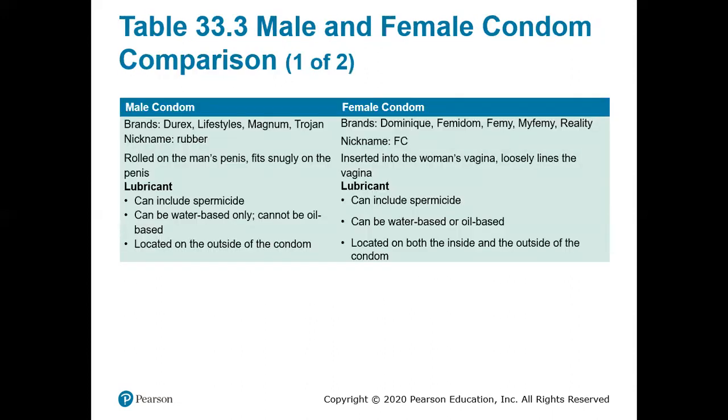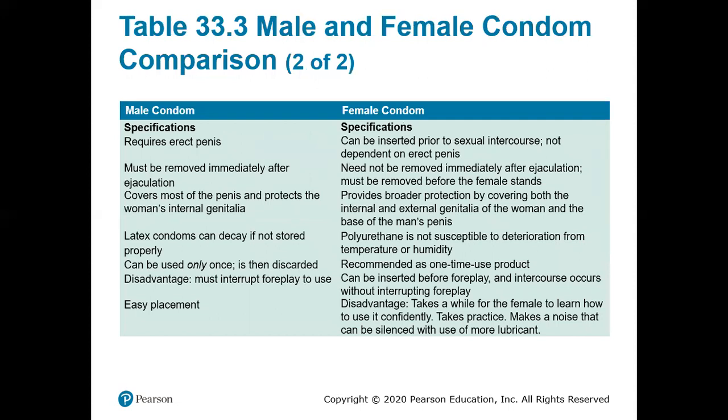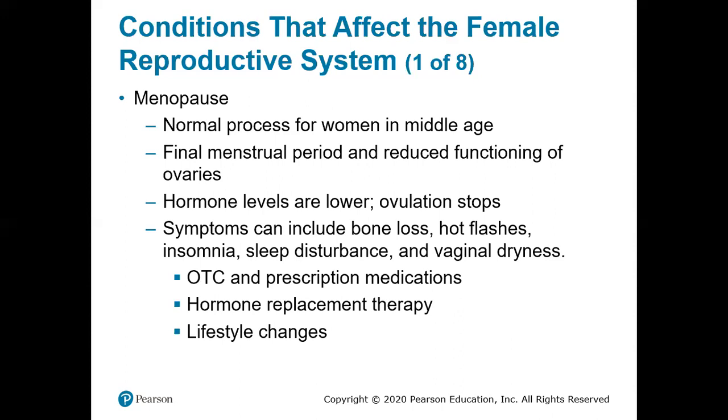So table 33.3 compares the male and female condom. This is found on page 566. You can see it lists out the brand names, details how they are to be used, also gives suggestions regarding lubricants, things of that nature, and then the specifications for each. Again, I'm not going to read through the finer details of the table, but I do suggest that you look through that when you go back through the material on your own.